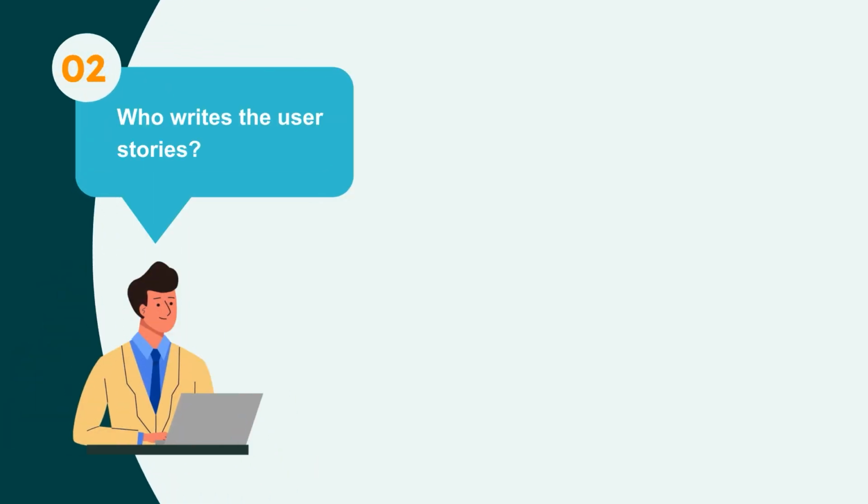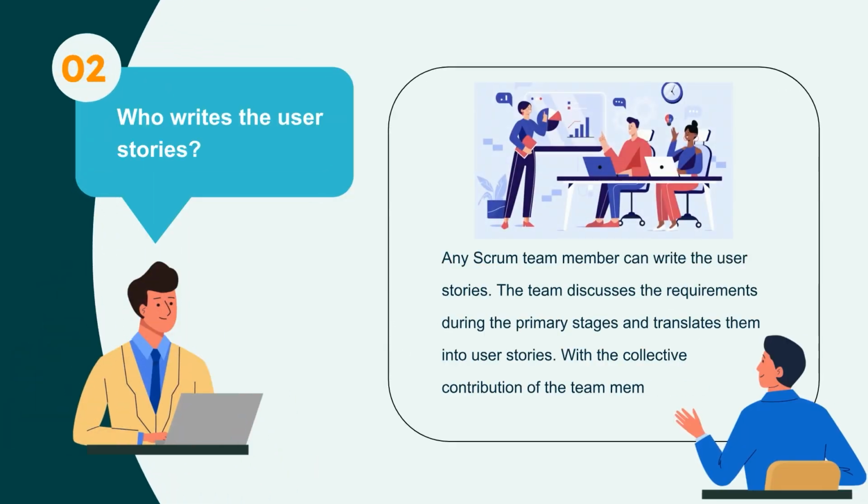2. Who writes the user stories? Any Scrum team member can write the user stories. The team discusses the requirements during the primary stages and translates them into user stories. With the collective contribution of the team members, the requirements are clearly defined.